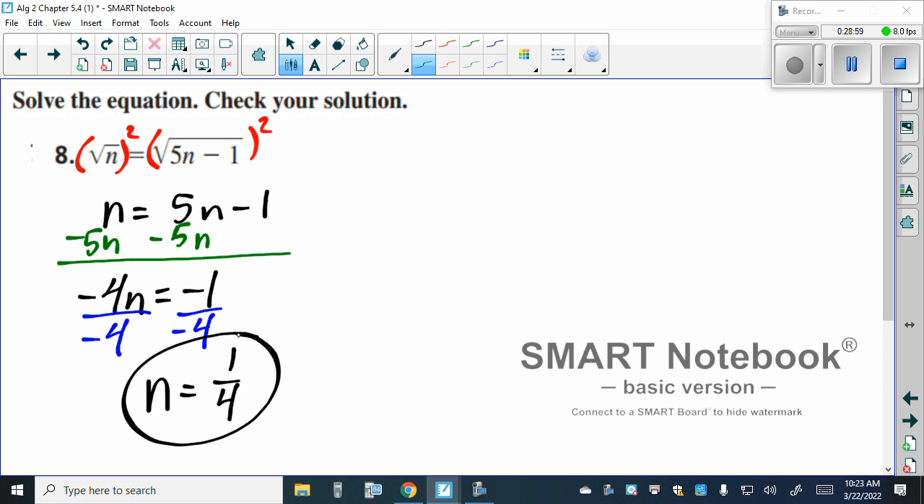Because 1/4 times 5 is 5/4. And if we take 1 away from it, we'd be left with 1/4. It'd be 1/4. So that'd be 5/4 minus 4/4, which is 1/4.